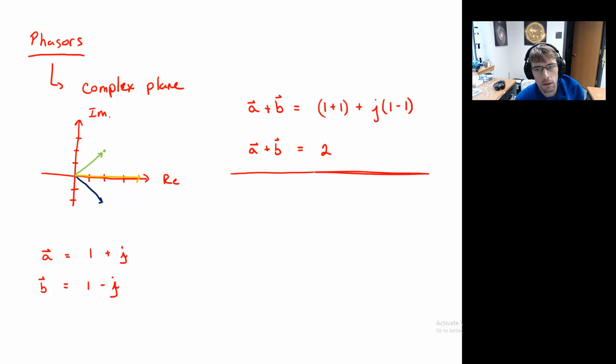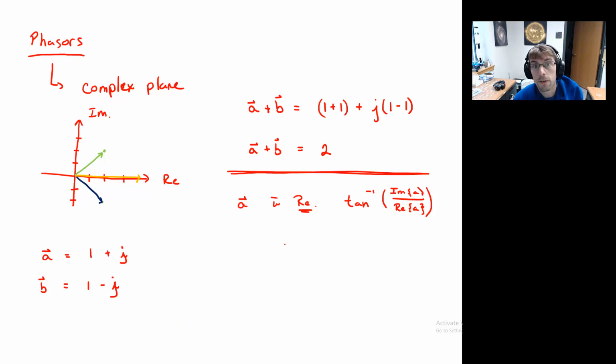Let's look at something slightly more interesting. First of all, if I wanted to know the angle that vector A makes with the real axis, go ahead, figure that one out. You got it? Good. You take the imaginary part of A, divide it by the real part of A, and take the inverse tangent.